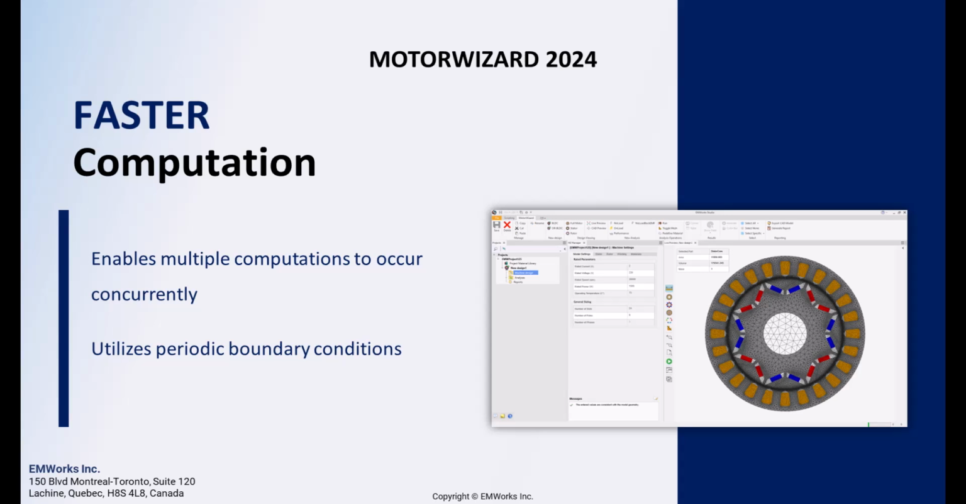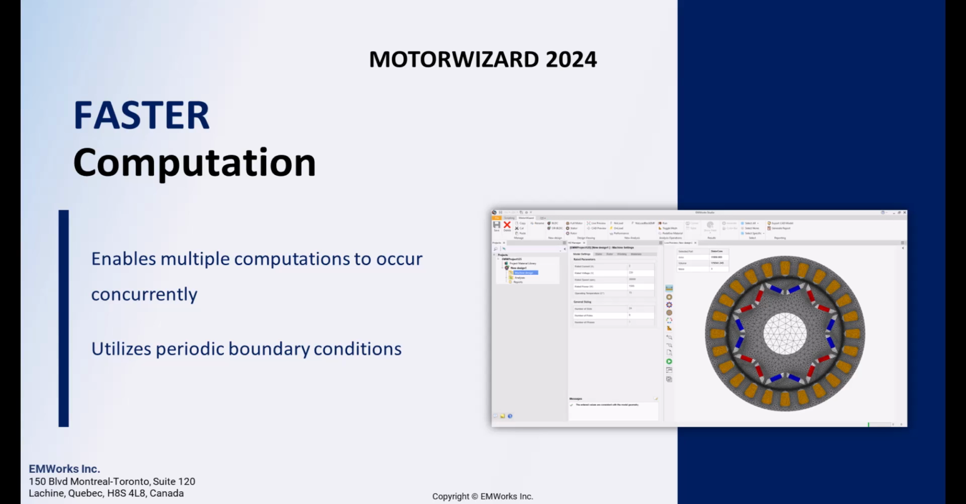So instead of waiting for a long transient simulation to complete before moving on, you can kick off additional analysis concurrently, whether that's a different parametric variant or a new design iteration. This ability to pipeline and parallelize computation workloads will significantly accelerate design exploration and optimization cycles.